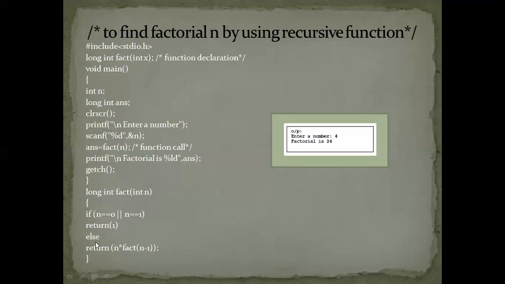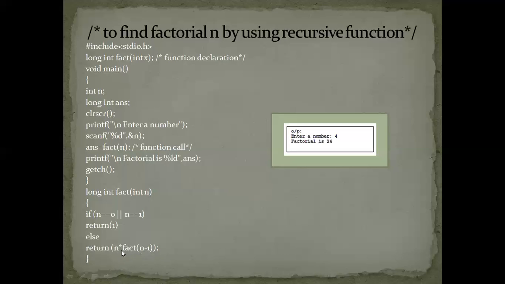Else what does it return? It returns n into fact of n minus 1. What is the value of n? n is equal to 4, into, again I need to find the factorial of n minus 1. n minus 1 is nothing but 4 minus 1, 3.